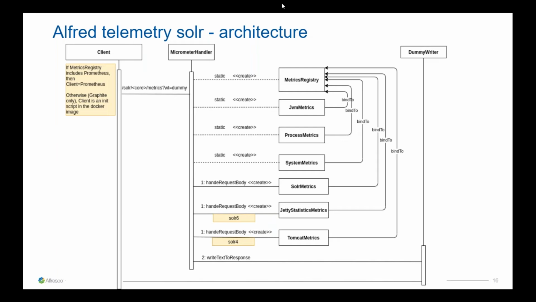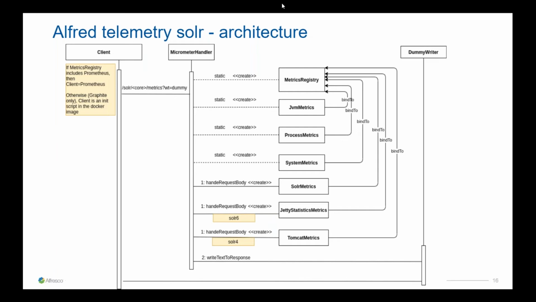Somebody needs to call this URL to create these objects and to start up the system, let's say it like that. If Prometheus is one of the monitoring systems used, there is no problem. Prometheus will regularly scrape the URLs. If there is no Prometheus or no pull system, for example, in a Graphite-based monitoring only, the client calling this URL is an init script in the Docker image, which I implemented like that.